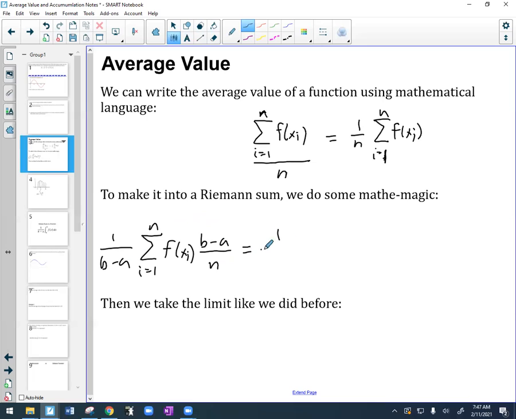And like we just saw, this thing here is delta x. And this little thing I just ended up writing right here, this is like a Riemann sum for f of x with n subintervals. So we turn that thing into an integral by taking a limit as n approaches infinity.